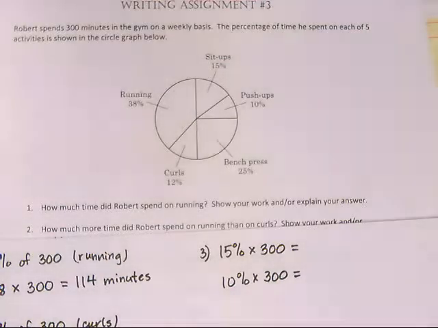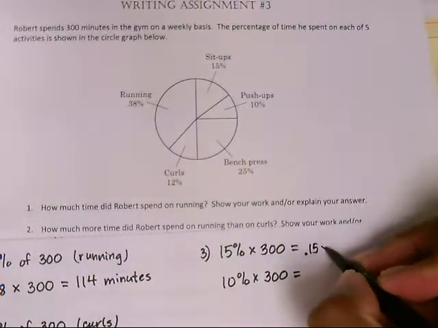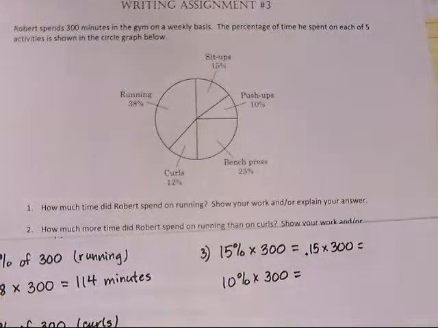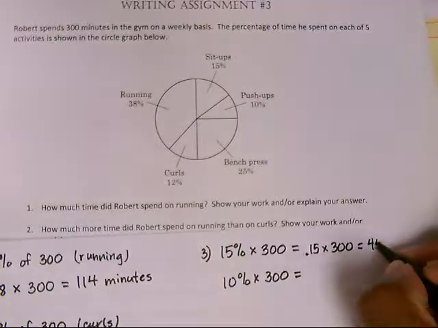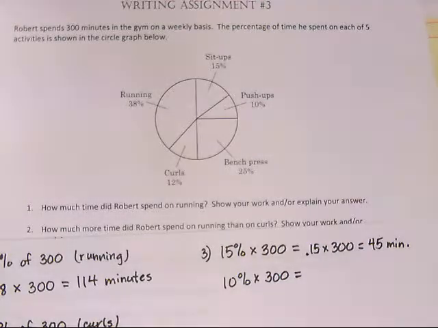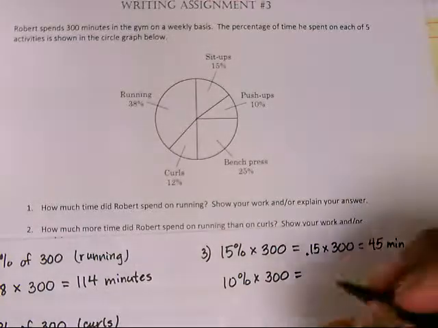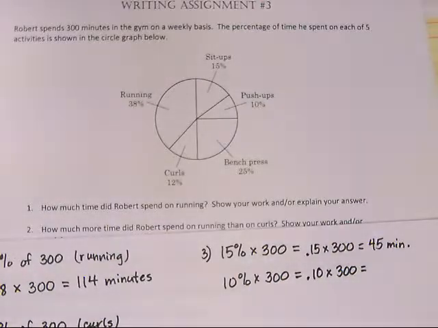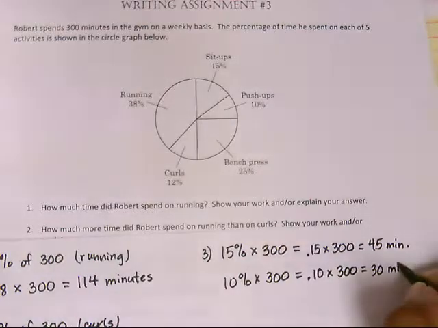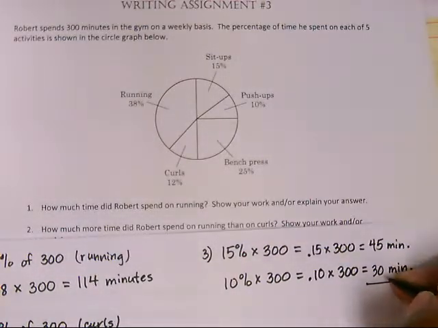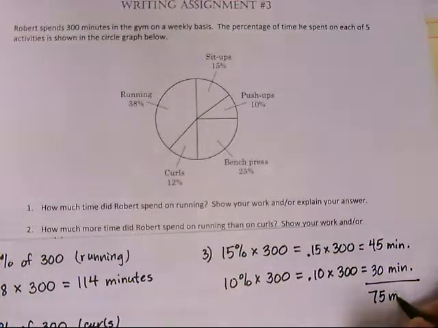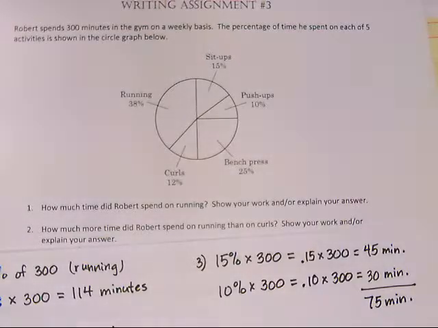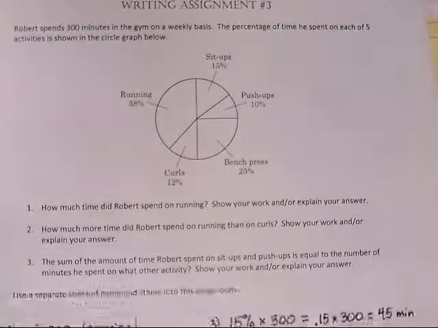So 15% of 300 will be 0.15 times 300, which would give us 45 minutes. And then 10% of 300, that's going to be 0.10 when I change 10% to a decimal, times 300. That'd be 30 minutes. Now if I add 45 minutes and 30 minutes together, you're going to get 75 minutes total on sit-ups and push-ups.